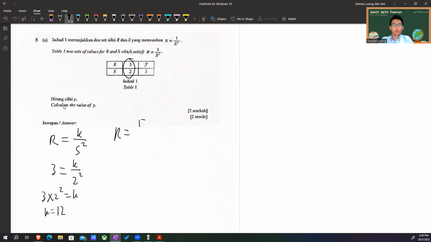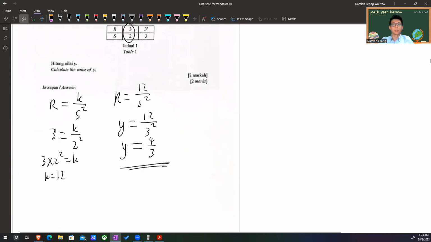So R is 12 over S square. Sub in the other pair of values. Y equals 12 over 3 square. So 12 over 9 means 4 over 3. So Y is 4 over 3. That's it.